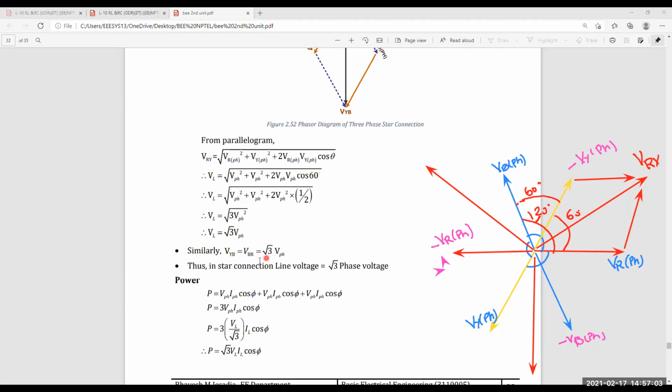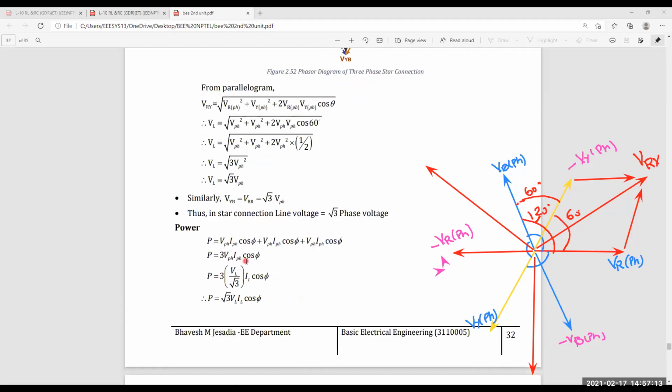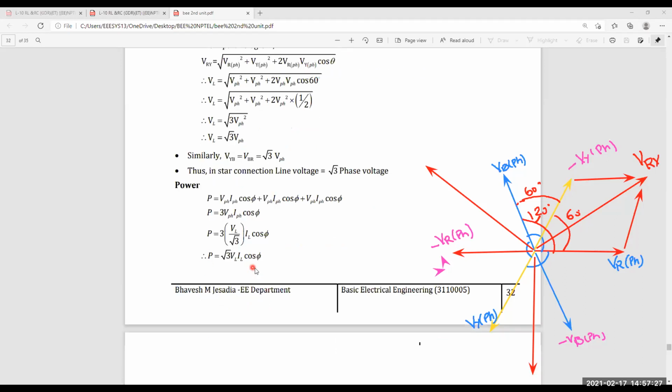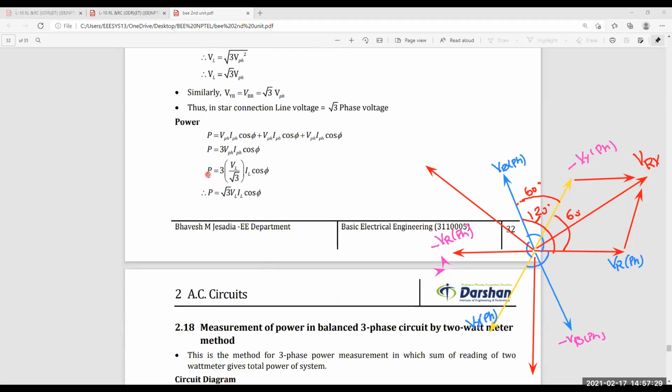For the star connected system, line current is equal to root 3 times the phase current. So this is the relation. Then power is equal to 3 V phase I phase cos phi. And V phase is equal to VL by root 3, am I right? And I phase is equal to IL, cos phi. Then the power is root 3 VL IL cos phi. So this is the power.